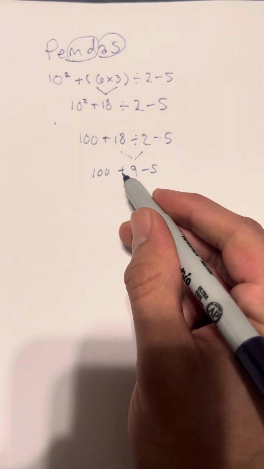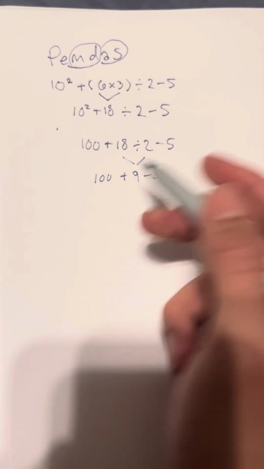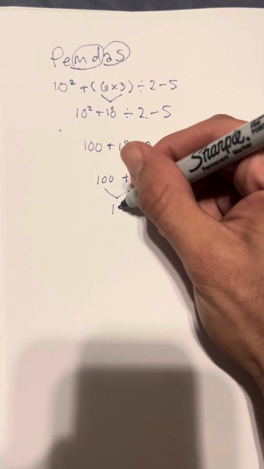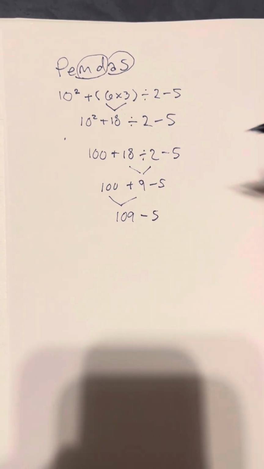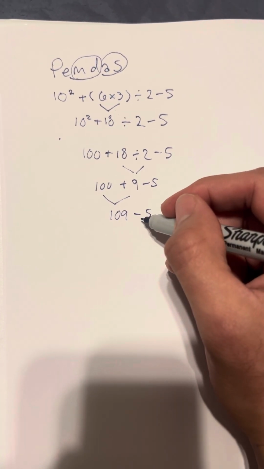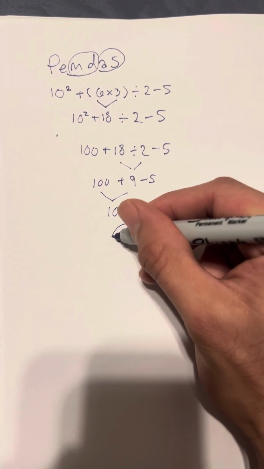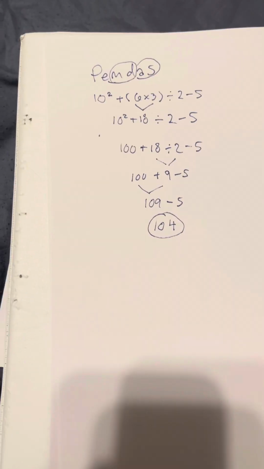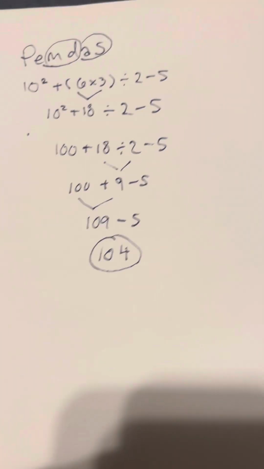Now we have addition and subtraction on the same level, but we solve left to right always. 100 plus 9 is 109. Drop the minus 5. Now we just solve that. It's 109 minus 5. It's going to be 104. And that's how you follow order of operations. All right. On to the next topic, which is dividing whole numbers.